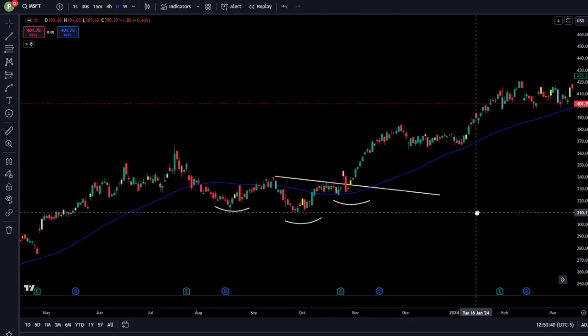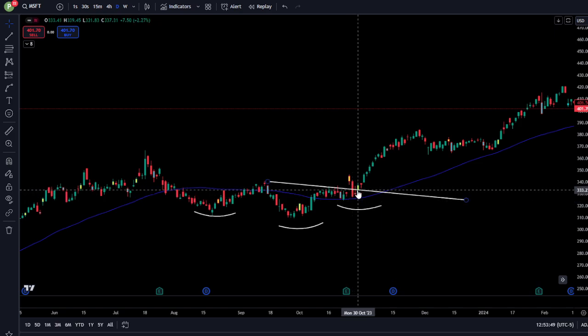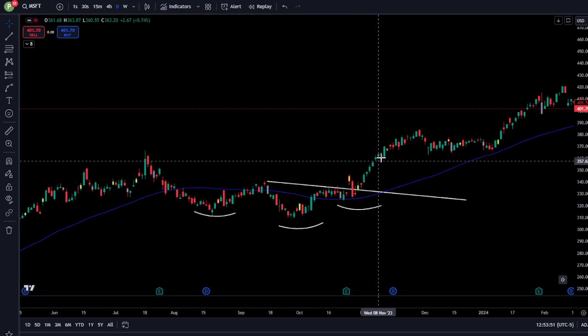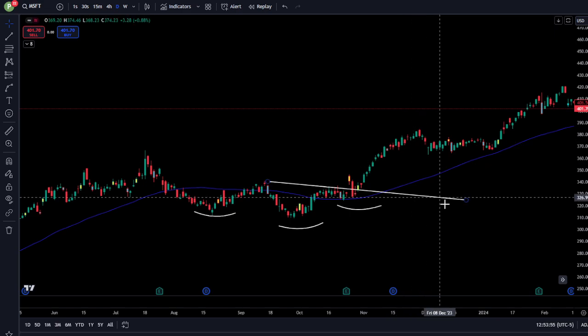Boom. Clean, super clean, okay? You break out, retest. This was ugly. I probably would have got out of this regardless. But if we broke back out, then I definitely would have jumped back in. And look what happens. You start to rally to the upside. I mean, clear as day.